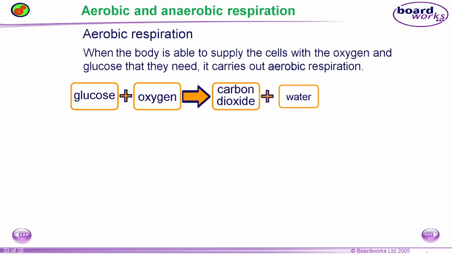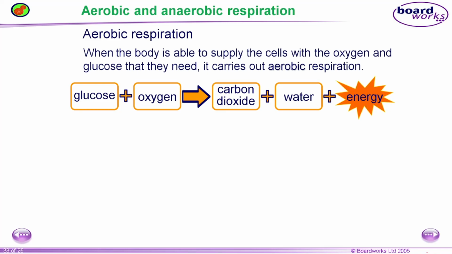So aerobic respiration: when the body is able to supply the cells with the oxygen and glucose that they need, it carries out aerobic respiration. Glucose plus oxygen makes carbon dioxide plus water plus energy, which is a byproduct. Let me just jot this down. Make sure to jot this formula down, as it might pop up in an exam, and it's worth knowing.